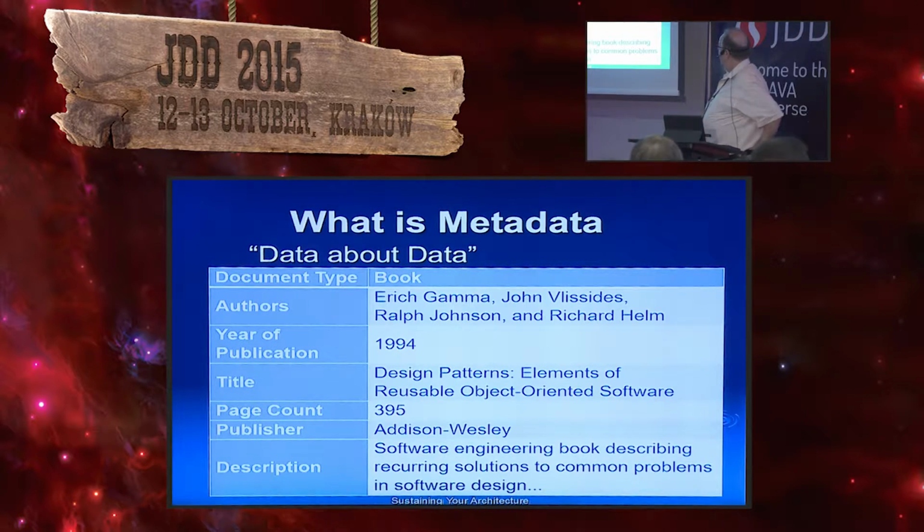Here's another way of thinking about metadata. It's just data about data. For example, we might want some data about books. Here's a book that some of us have heard about before, the Design Patterns book by the authors Gamma, Vlissides, Johnson, and Helm. This isn't the book itself. It's data about the book, describing the book. There could be other data with all the chapters and the actual content, but this is the descriptive information.